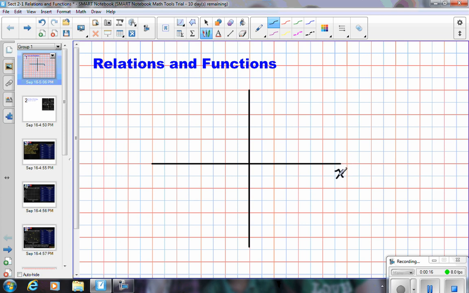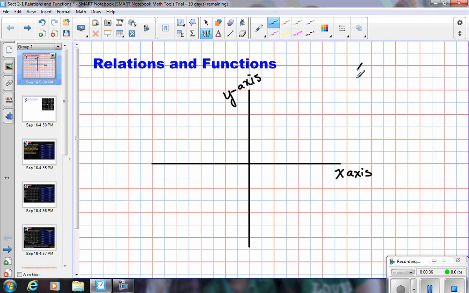So here is the x-axis. The horizontal axis we generally refer to as the x-axis. The vertical axis we often refer to as the y-axis. However, there are situations where we use other variables besides x and y, but this is the Cartesian coordinate plane, and it's made up of ordered pairs.